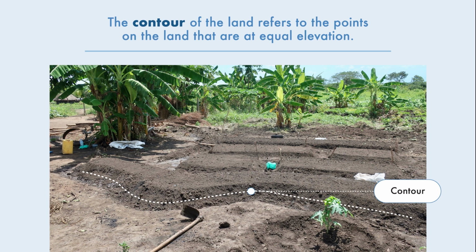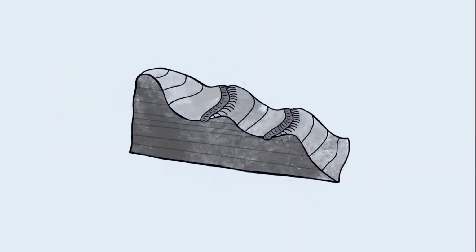When we work on contour, we can capture the rainwater that falls on our site instead of letting it run off. Working on contour also helps us to slow the flow of water, spread it out across the area we want to be productive, so that it can then sink deep into the soil.